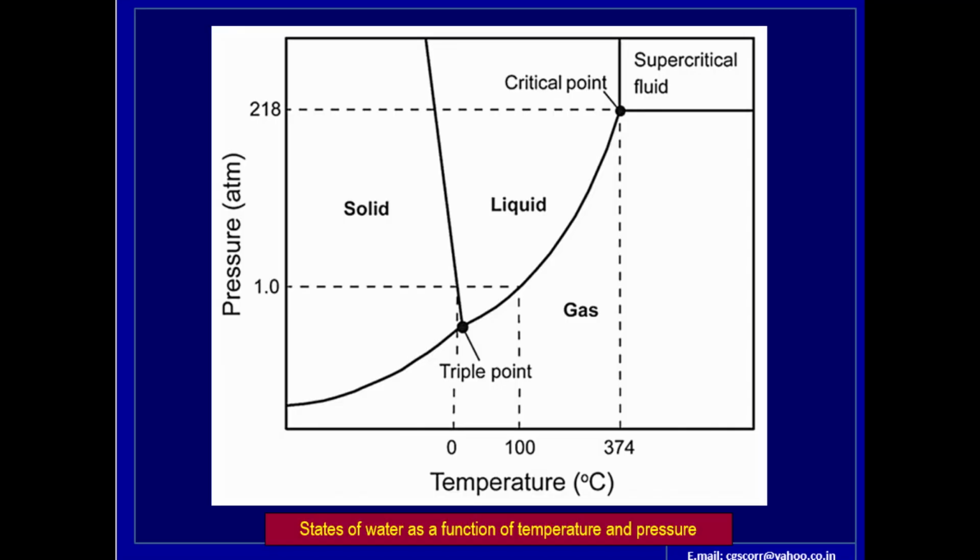This graph represents the states of water as a function of temperature and pressure. You can see the triple point, critical point, and supercritical fluid. In thermodynamics, the triple point of a substance is the temperature and pressure at which the three phases, gas, liquid, solid, of that substance coexist in thermodynamic equilibrium. It is the temperature and pressure at which the sublimation, fusion and vaporization curves meet.